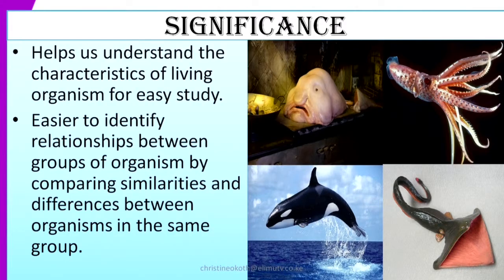So looking at these organisms, most of them are aquatic, but it does not mean that if an animal is aquatic, it is supposed to be classified under fish. There is a lot of diversity in aquatic organisms. These are just some of the organisms that classification helps us identify using either their similarities or the differences between them.